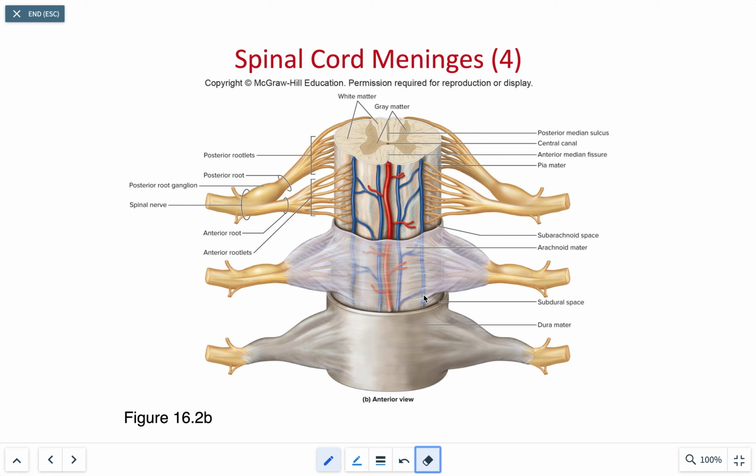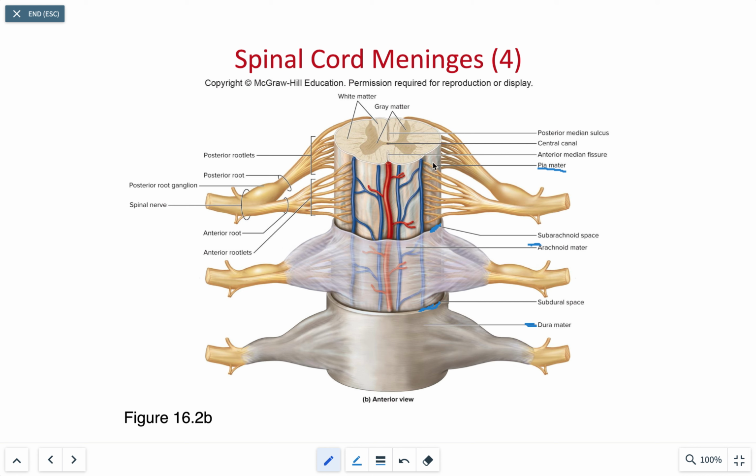Then the next layer, we see this subdural space that's between the arachnoid mater and the dura mater. The subdural space is where we would do an epidural block. And then the next one, the subarachnoid space, is going to be between the pia mater and the arachnoid mater, and that is where we see the cerebral spinal fluid.